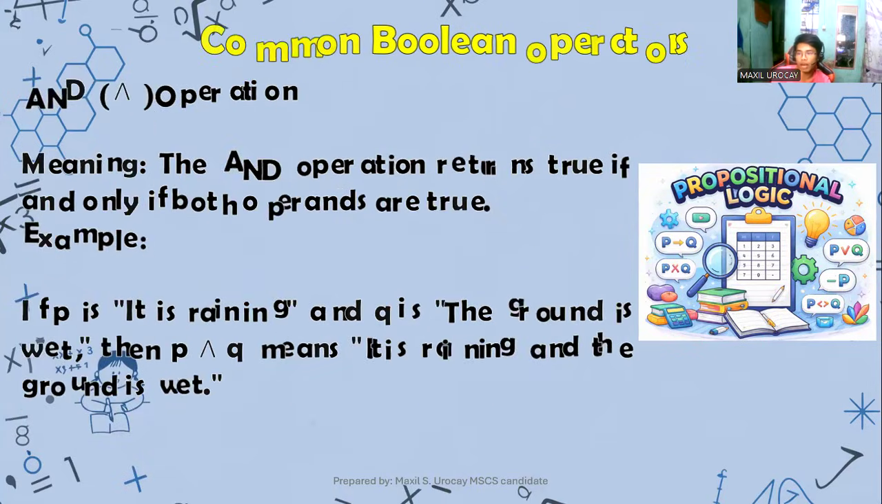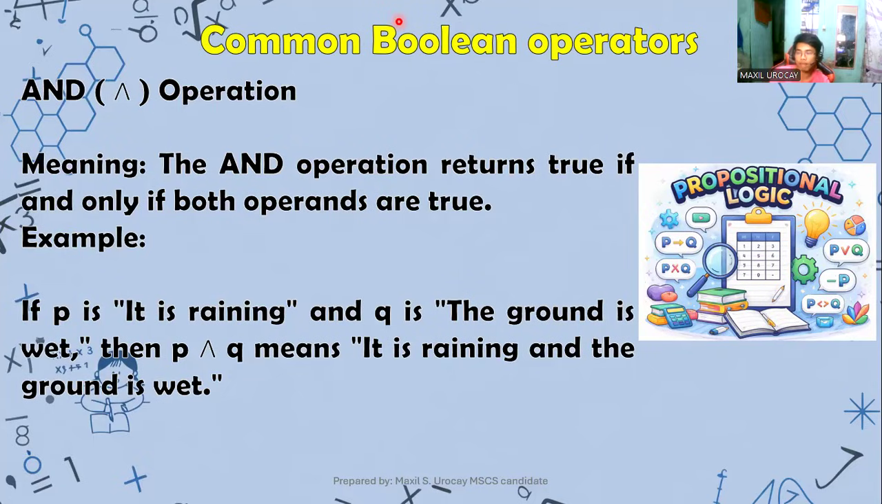Then for common Boolean algebra operators, this is definitely the same as the symbolic operators. The AND operation returns true if and only if both operands are true. Take note of that. For example, if P is it is raining and Q is the ground is wet, therefore P and Q means it is raining and the ground is wet. It is the same as in symbolic logic, however, here we use statements.